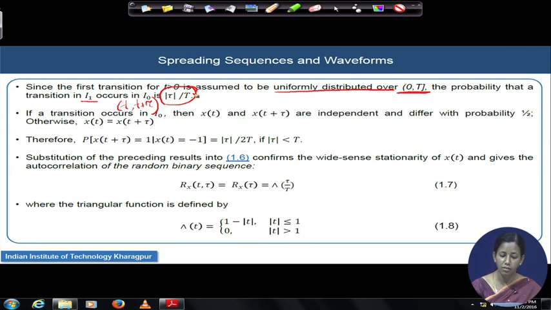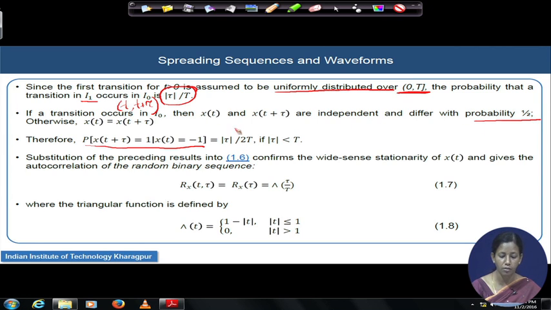Now, if the transition occurs in I0, where x(t) and x(t+tau) are independent, they will be considered different signals, and their probability will be equal to half. Therefore, the total probability of this scenario, that is, the probability of erroneous reception, will be governed by mod tau by T times half, because it is multiplied with this probability of half.